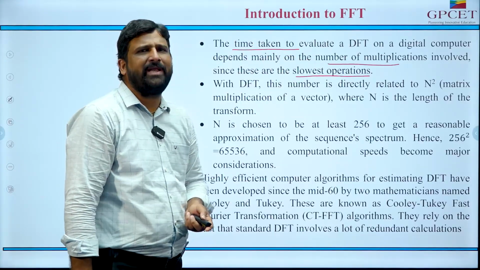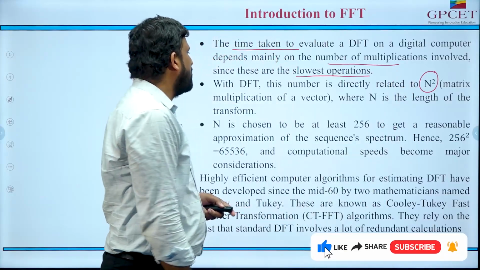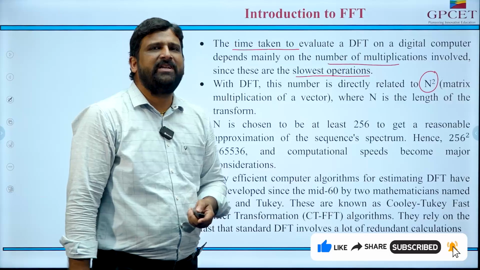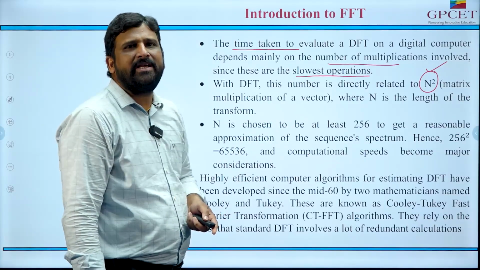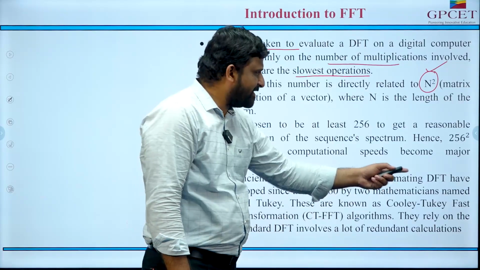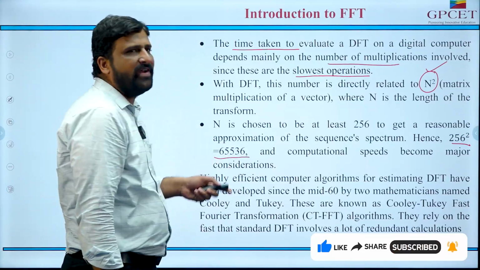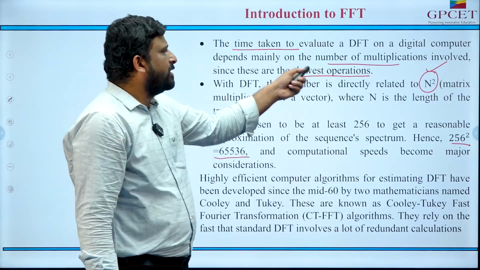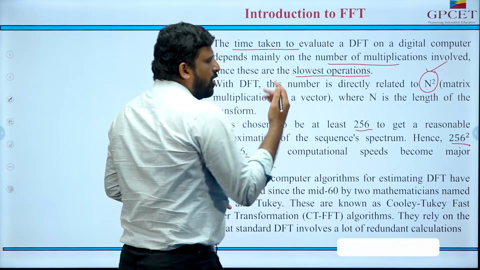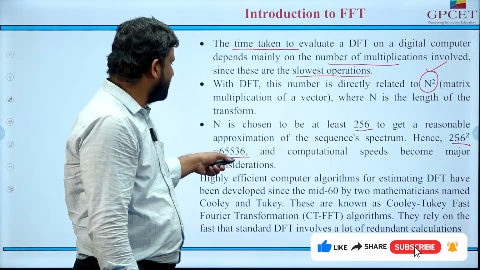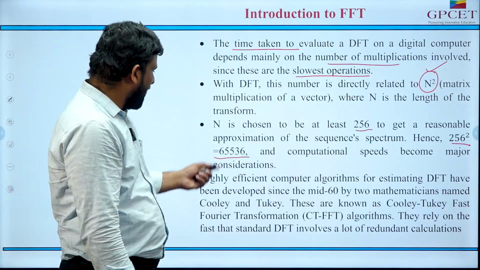The number of multiplications involved in the DFT is directly related to N squared; it depends upon the value of N. If N is equal to 256, it involves 256 squared, that is 65536 multiplications. With this many multiplications, the operations become slower. N is chosen to be at least 256, so computational speed becomes a major consideration, as the speed decreases. Hence a highly efficient computer algorithm is needed.